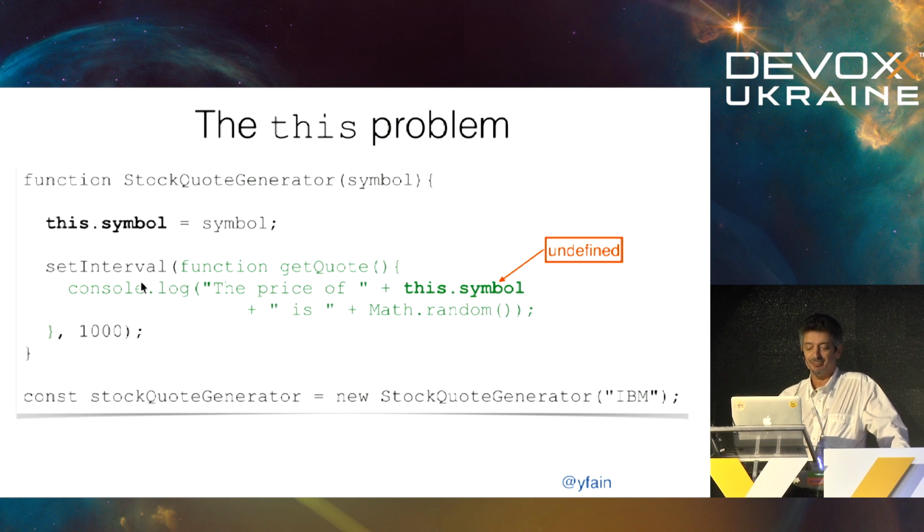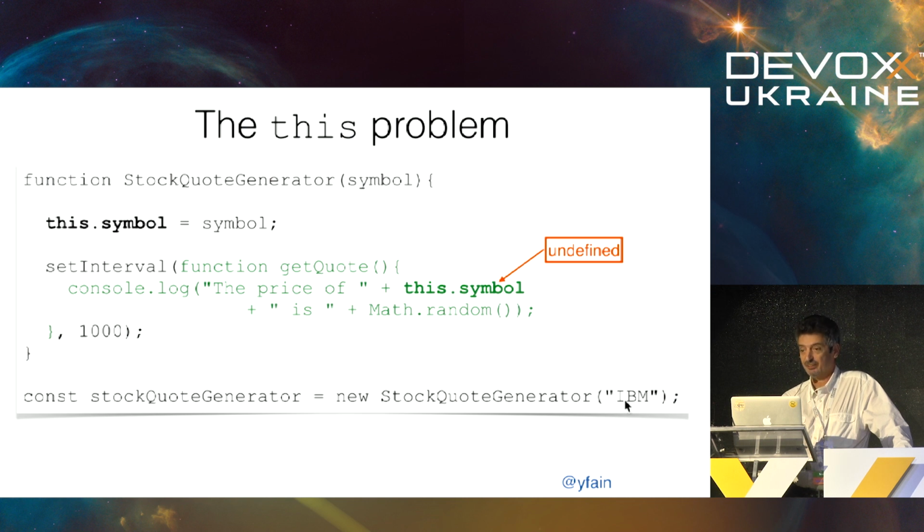Then I use setInterval, right? I want to repeat this code every 1,000 milliseconds. Every second I want to execute this function, right? And it's supposed to print the price of this.symbol, and I use a random number generator to generate the price as if I'm getting the price for the stock, for example. So what do you think it's going to print as a symbol if I invoke it with IBM?